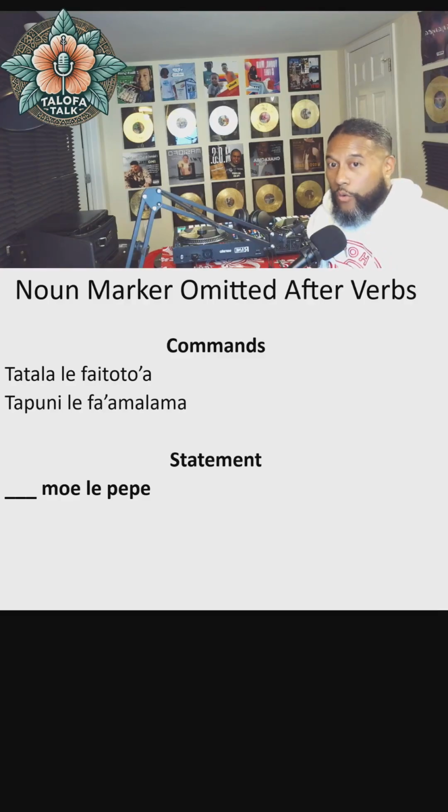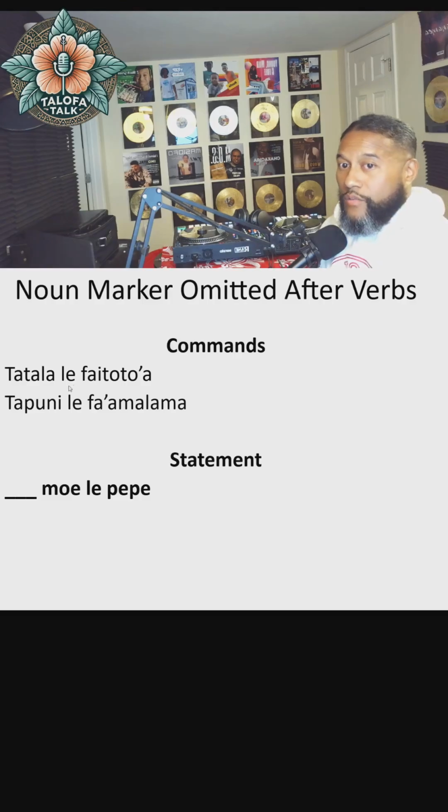All right. So tatala, open the door. We don't say ole fai tutoa. We're going to drop the noun tense marker because technically tatala already has a tense in front of it. Because it has a tense, that tense goes through the whole sentence, so we don't need another tense marker.